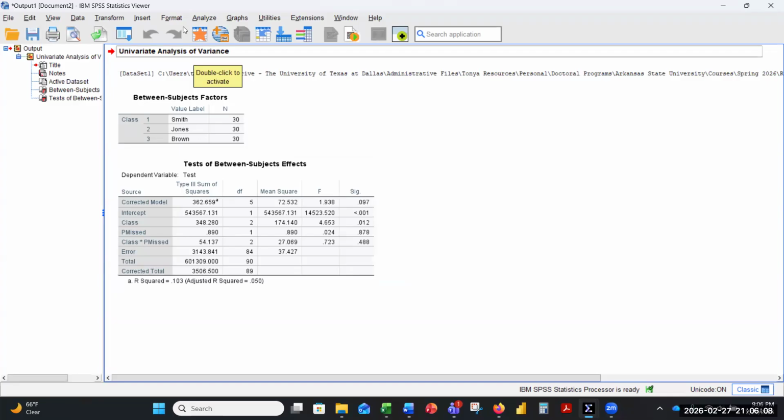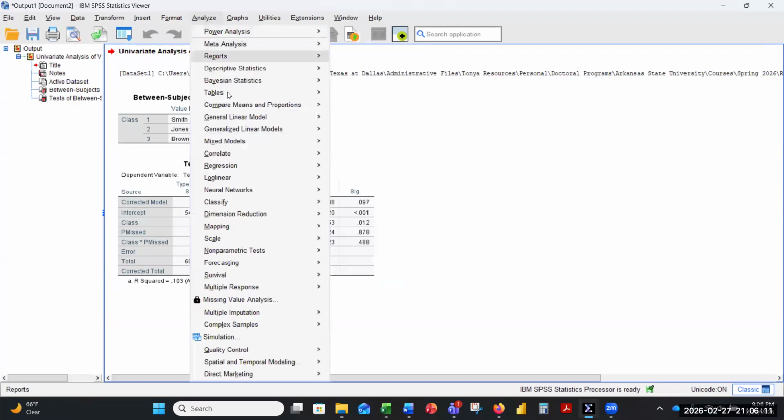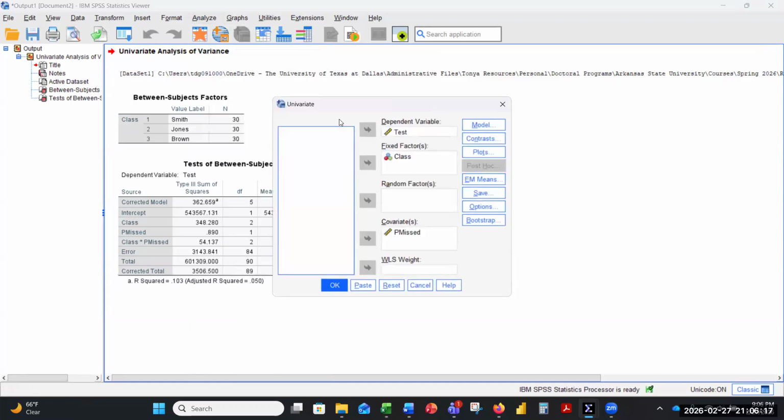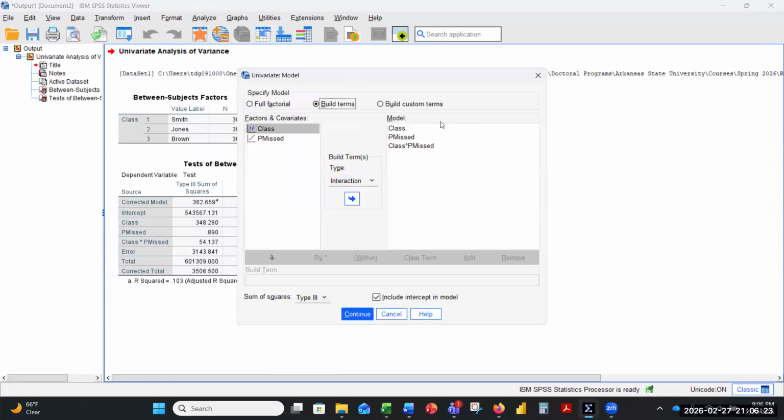So we'll go to Analyze, General Linear Model, and Univariate. Our variables are still where we placed them, so we'll select Model and change that back to full factorial. Click Continue.